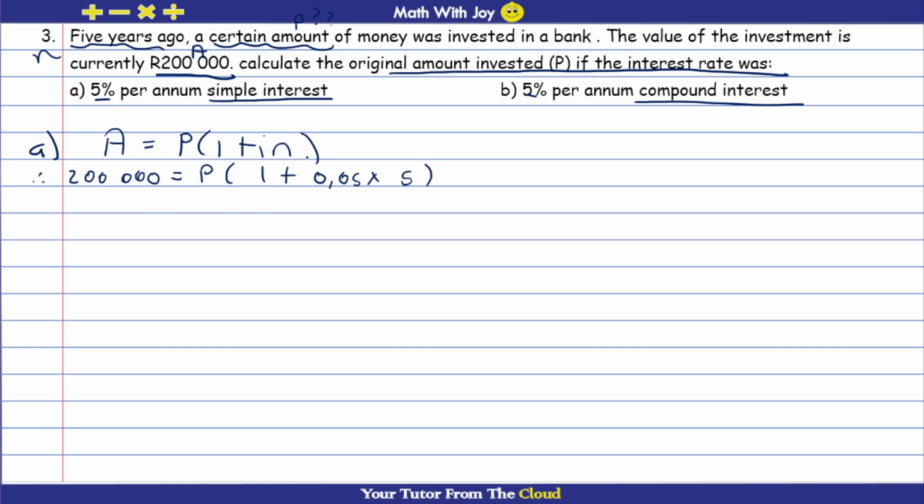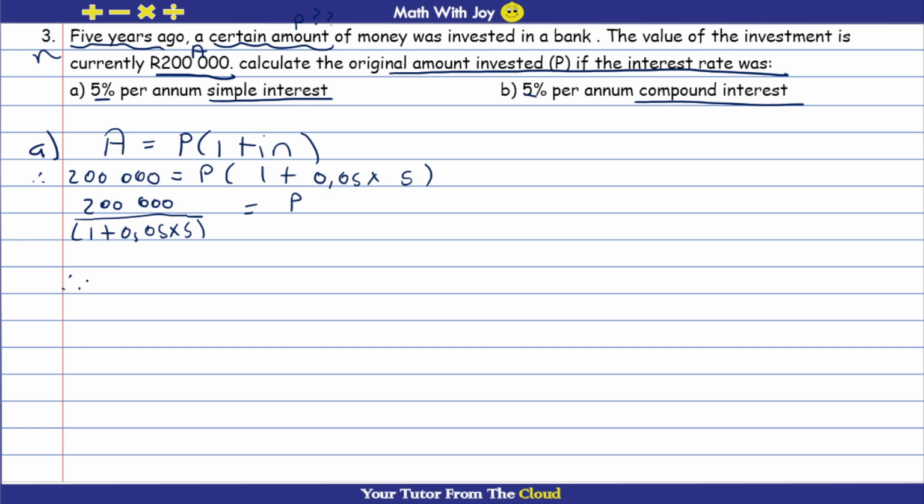Now we have to solve for P. Now we use our algebra skills. We say P multiplies the bracket. So if the bracket multiplies on the right hand side, it will divide on the other side. So then 200,000 divided by 1 plus 0.05 multiplied by 5, that's going to give us P. The bracket must divide on the left hand side of the equation.